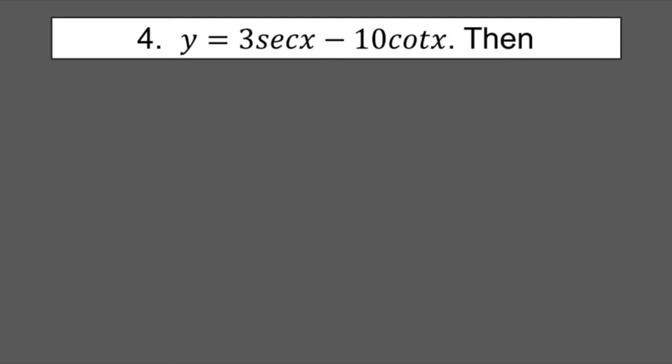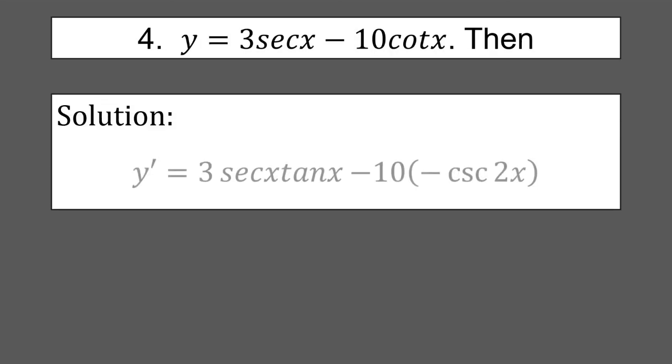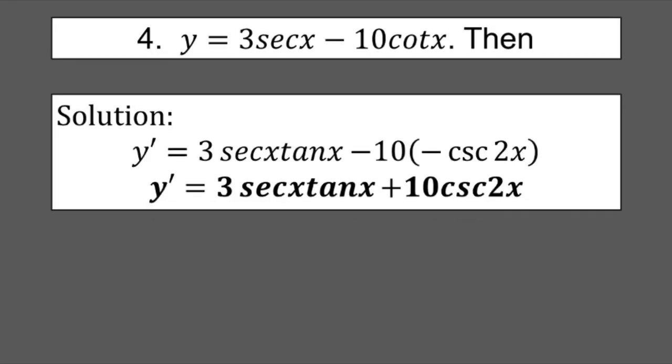For example number 4, we have y equals 3 secant x minus 10 cotangent x. In this example, we will just differentiate each term. So for the solution, we have y prime equals 3 secant x tan x minus 10 multiplied by negative cosecant squared x. And for the final answer, we have y prime equals 3 secant x tan x plus 10 cosecant squared x.